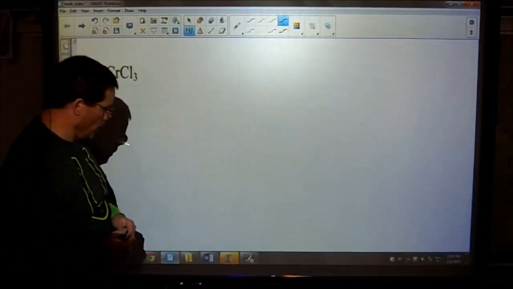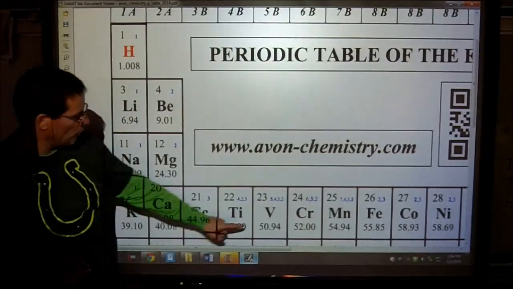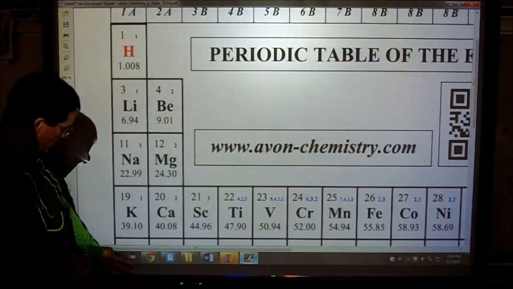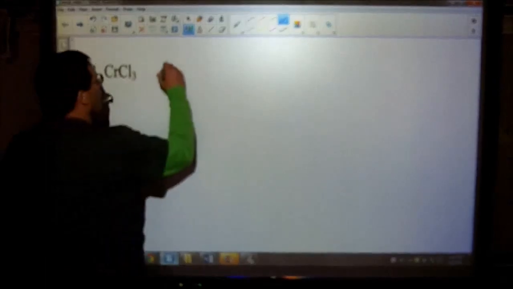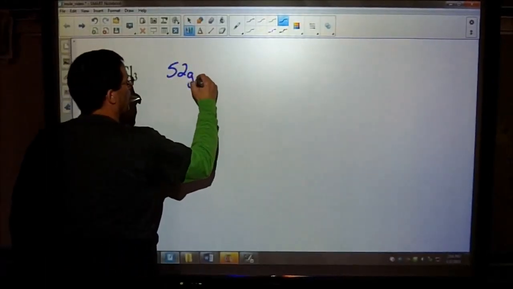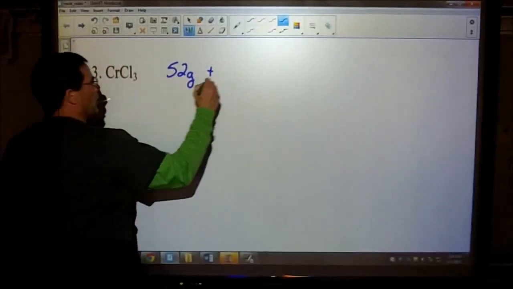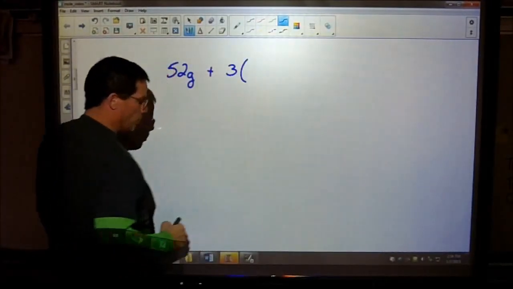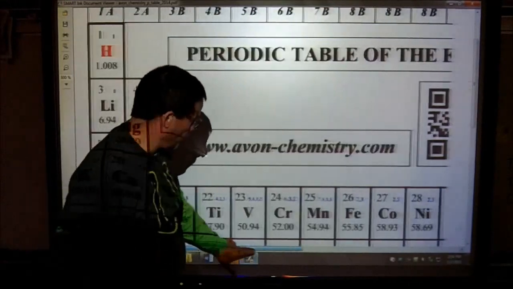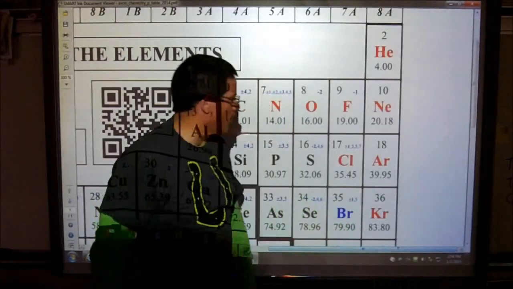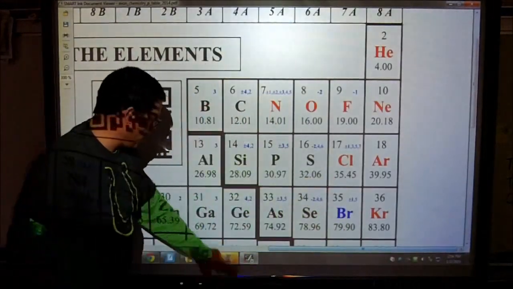Chromium chloride. So we have CrCl3. Go to the periodic table and find the molar mass for chromium, which is right here. How convenient, 52 grams. We do only have 1 chromium, but we do have, in this case, 3 chlorines. So we have a multiplier, and again, go to your periodic table and find the molar mass for chlorine, which is 35.45 grams per mole.